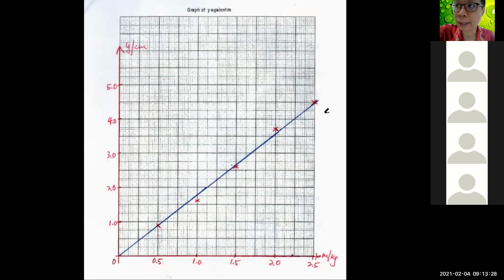For those who are already done, you proceed to the last part of the question. Answer the last part. You see the question. Relationship. I think they ask you about the relationship. Proceed to the last part.